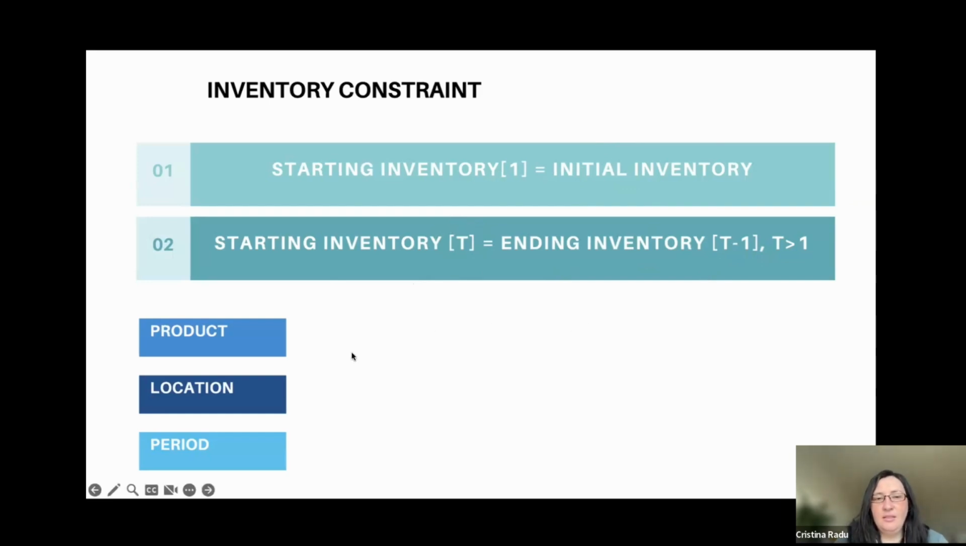And here the same, the dimensionality is the same for the variables. So for the starting inventory, for the ending inventory, also for the parameter, initial inventory, and also for this constraint. Because here we have just product location and period one. But here we apply the constraint for each product, each location, and each period.